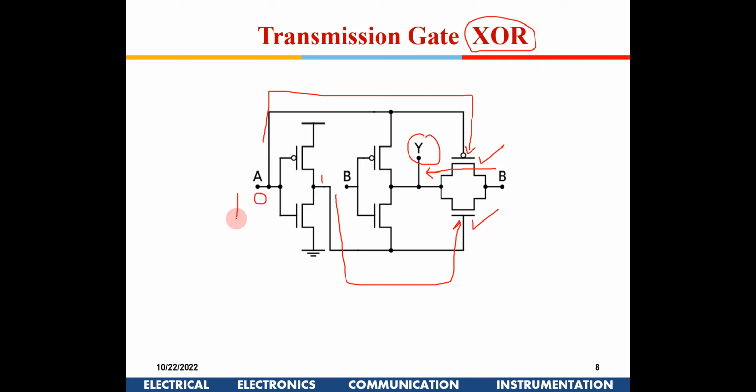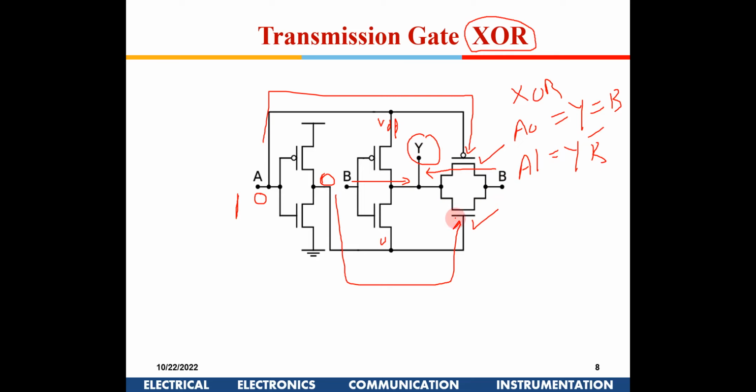Now similarly, if A is 1, then I have to get B bar at the output. If A is 1, obviously this transmission gate gets switched off. I have VDD being given here, and this ground, because A is 1, this will become 0. So now this inverter is powered, and I have B bar coming to Y. So XOR is what? If A is equal to 0, Y is equal to B, and if A is 1, then Y is equal to B bar. That can be implemented by this circuit.